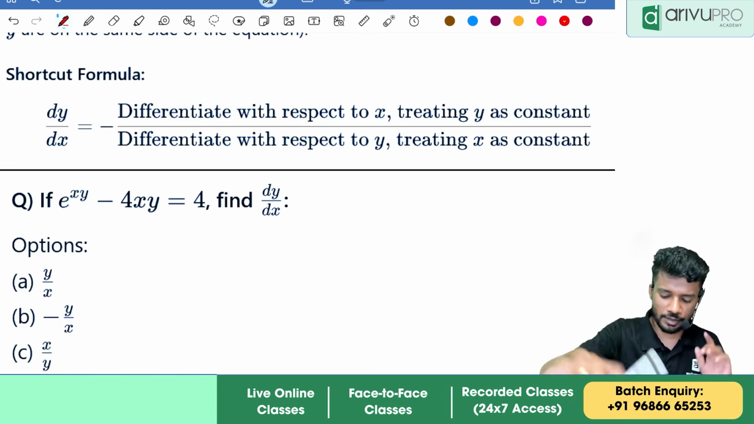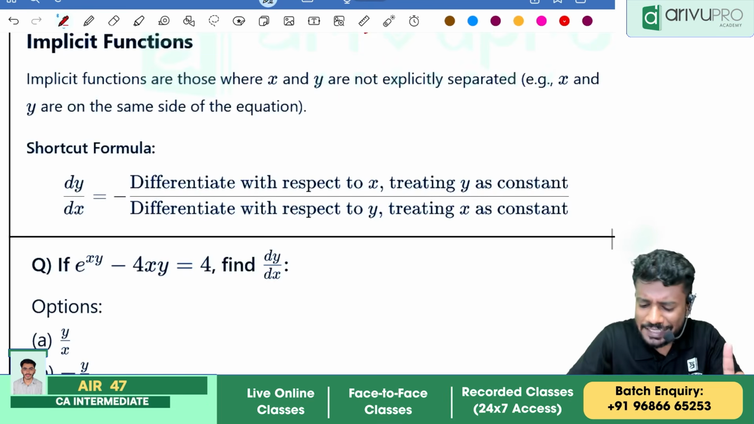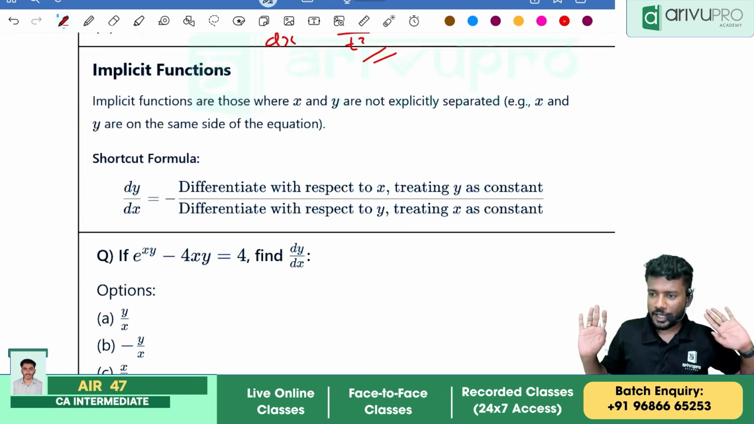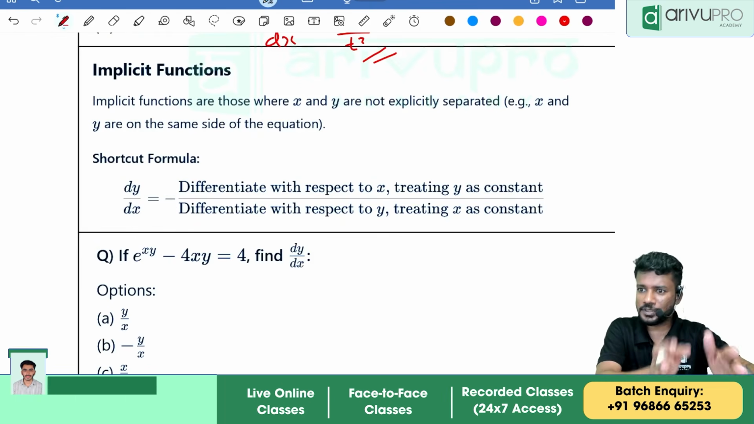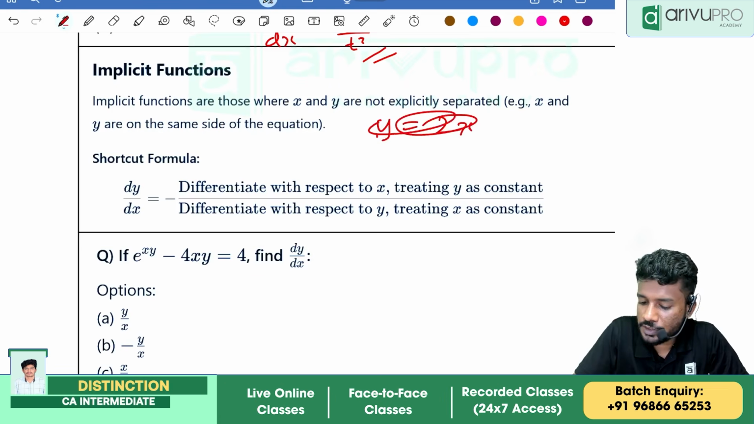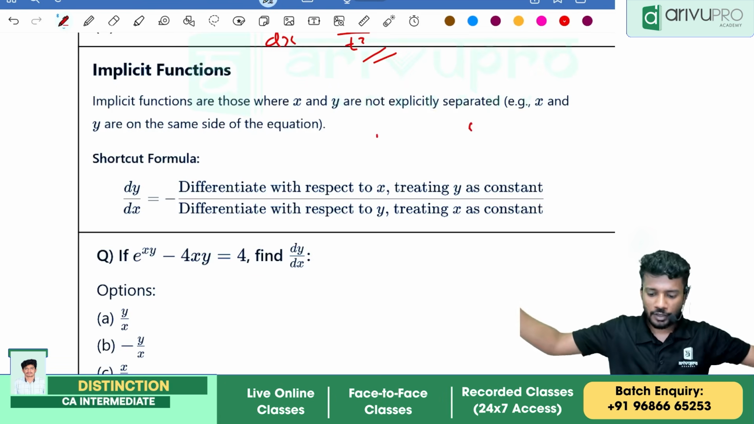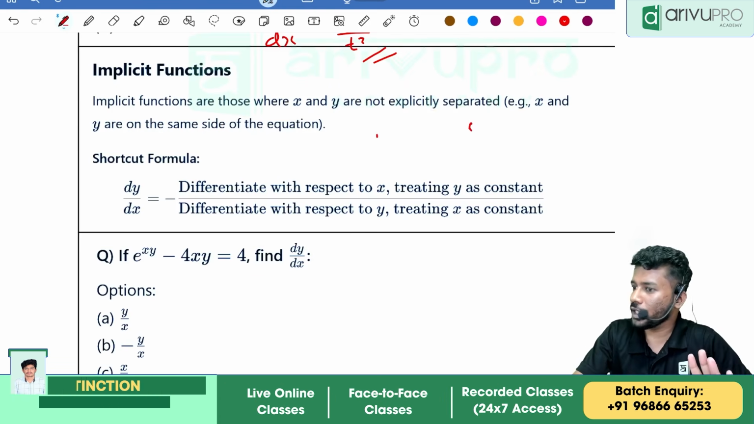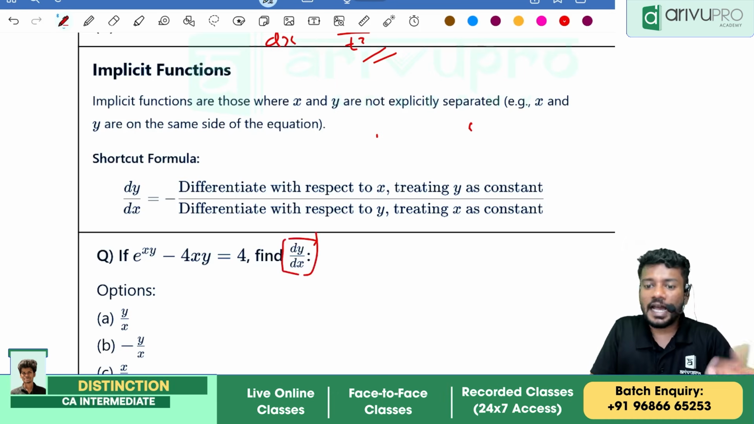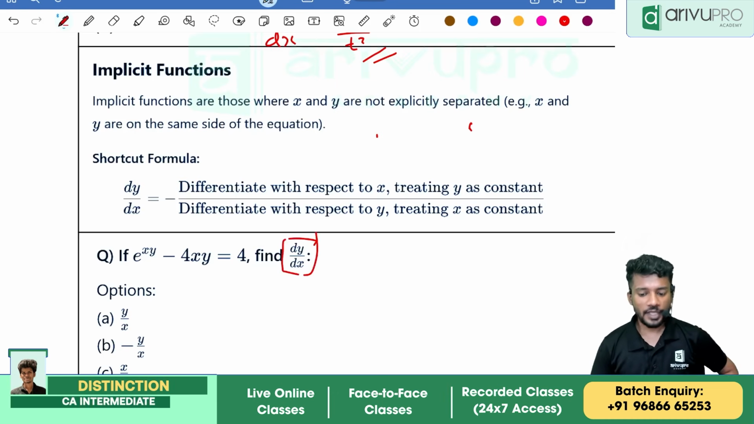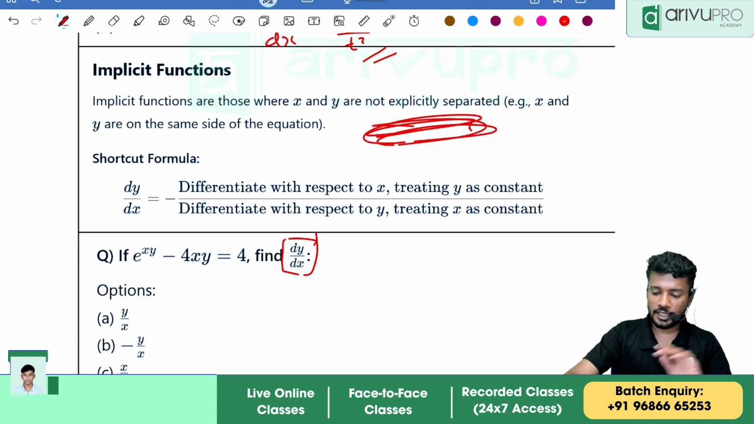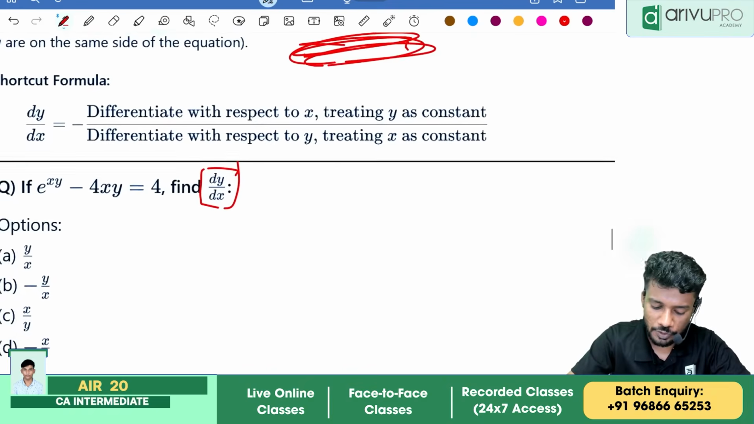Now, listen. When x and y are on the same side, that means both of them will be on the same side itself, rather than writing y is equal to 2x plus likewise. Instead of writing them separately, they are given together, x and y. Then they will ask us to find dy by dx. That time we can always use this method. And listen carefully with this method, otherwise you will not get the answer. I'll show you with another example, then I'll come to this question.